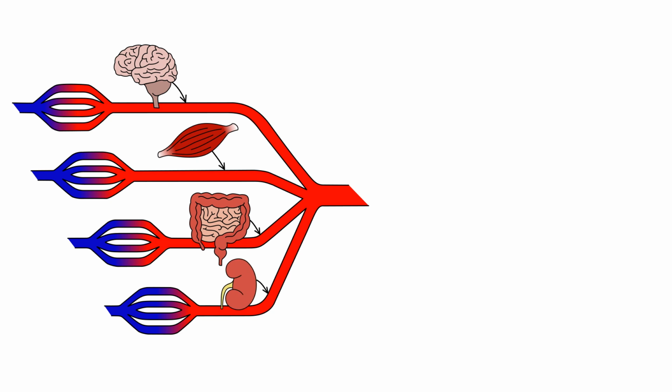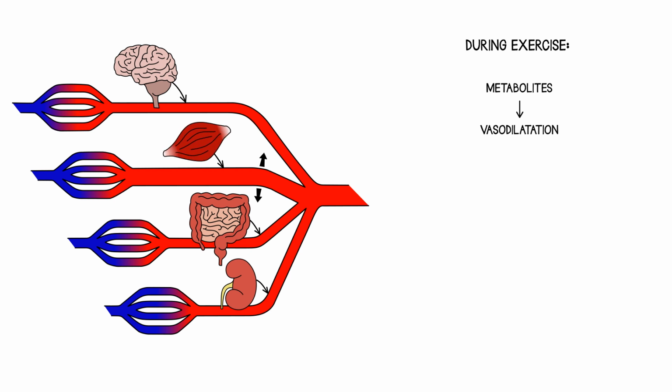Now let's imagine that you're exercising. If you're exercising, what you would really like is for more of the blood to go to the muscle. Fortunately, there's a good way to achieve that, because when the muscle's exercising, it produces the various metabolites that I referred to earlier. And they will cause vasodilatation in the arterioles, and that will allow more of the blood to go through to the muscle.